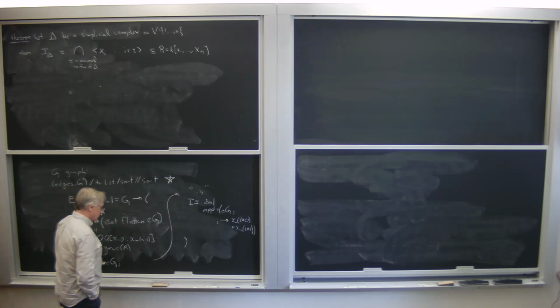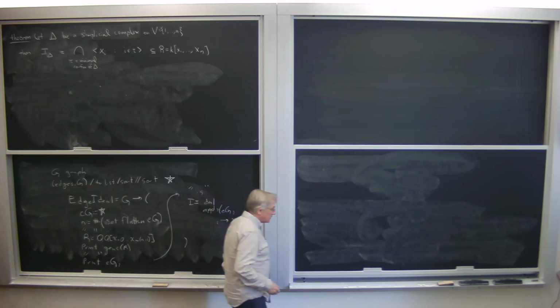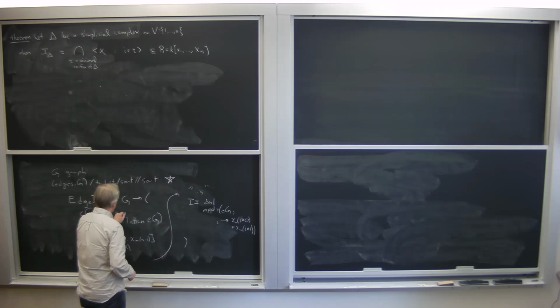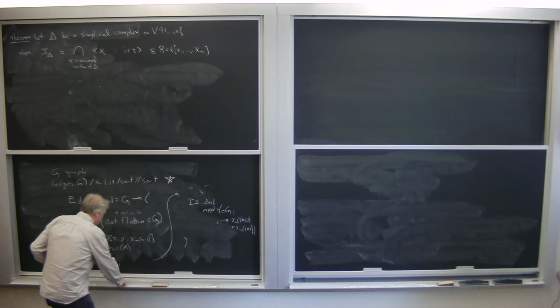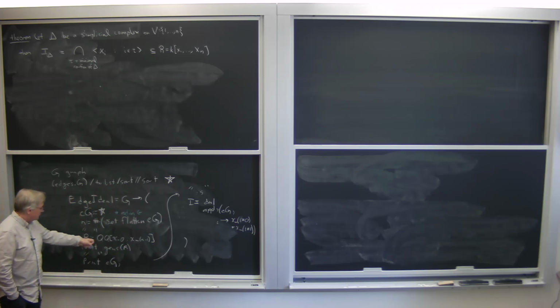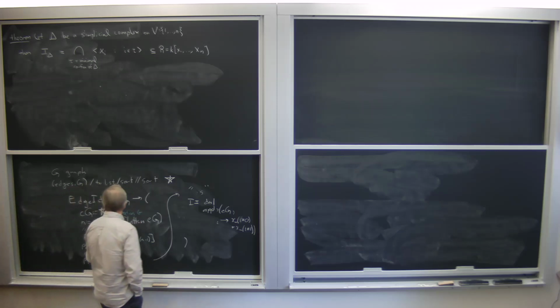So here, let me just do that in a different color. So number of vertices of G should work too. And you could put parentheses around it or not. It's really not relevant for a single thing. R colon equals QQ of x_0 to x_n. That's good.